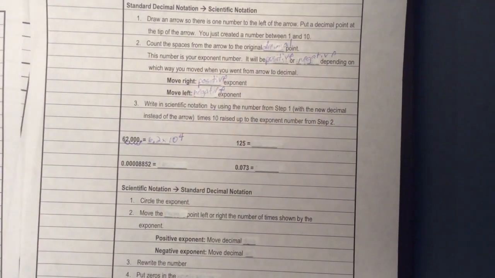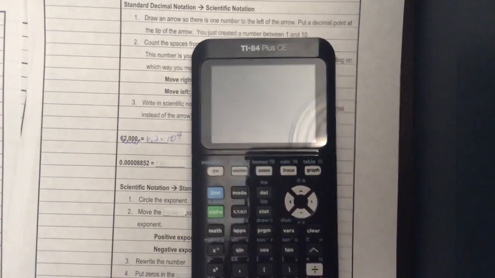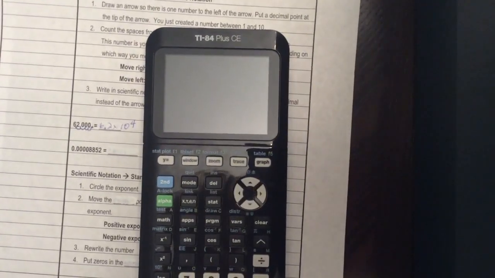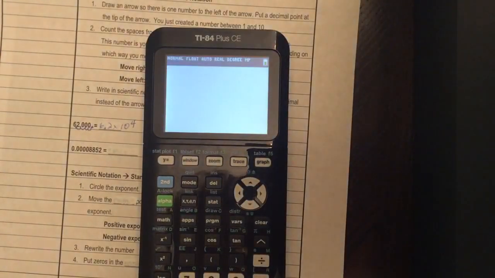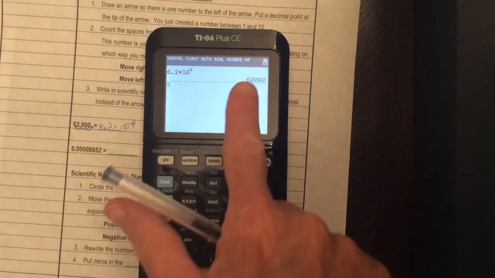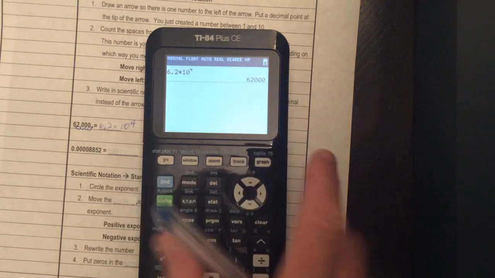And you can check that with your calculator and see if it's correct. So let me turn this on. And just put that in your calculator. 6.2 times 10, hit the hat button here, to the 4th power, enter. 62,000. So we know we wrote it correctly.